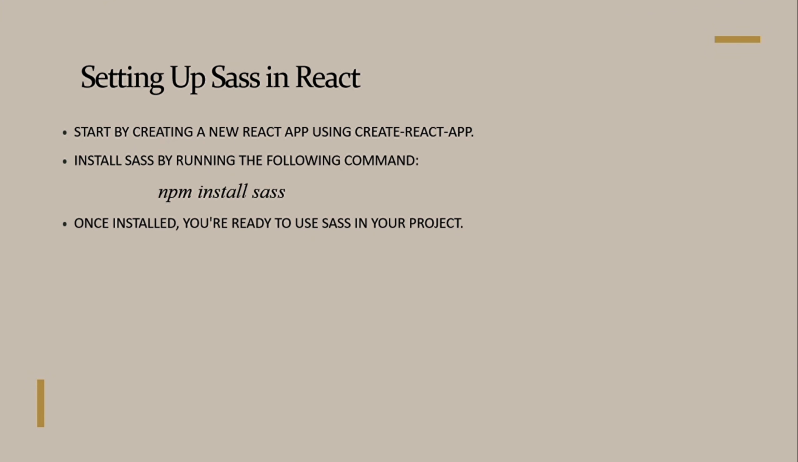Next, we will talk about how to set up Sass in React. To use Sass in a React project, we need to install it first. For that, we open the terminal and run the command npm install sass, and this installs Sass into our React project. Once installed, Sass files can be used like regular CSS files but with all the added features. So yeah, this is a very simple way of installing Sass.